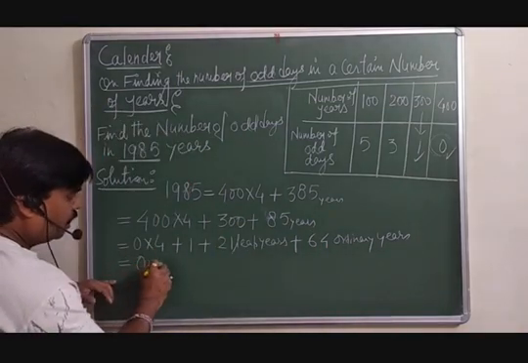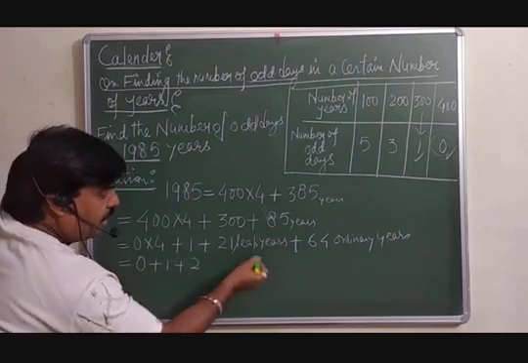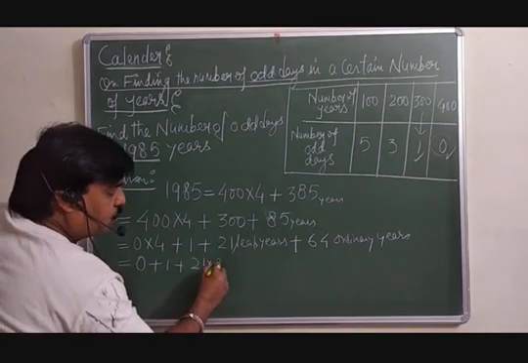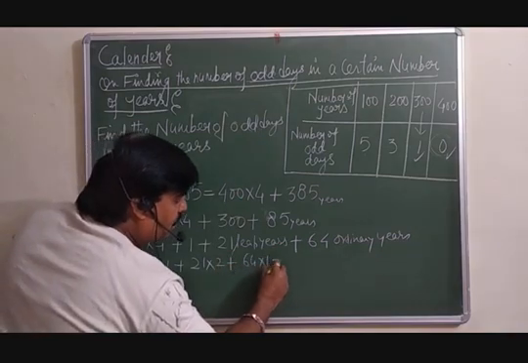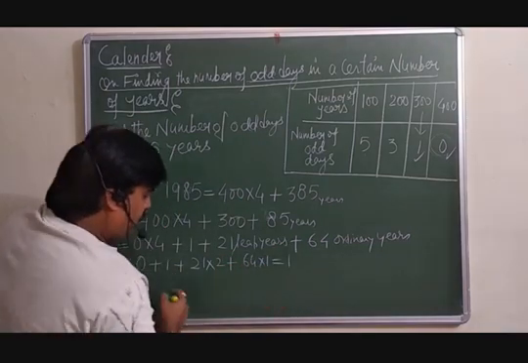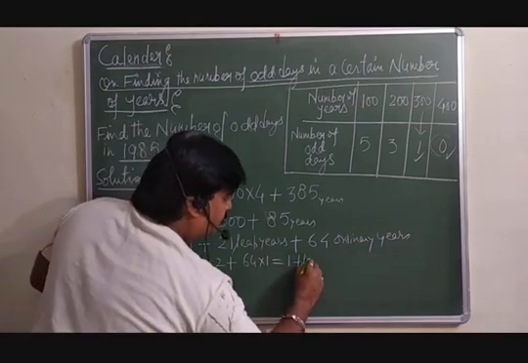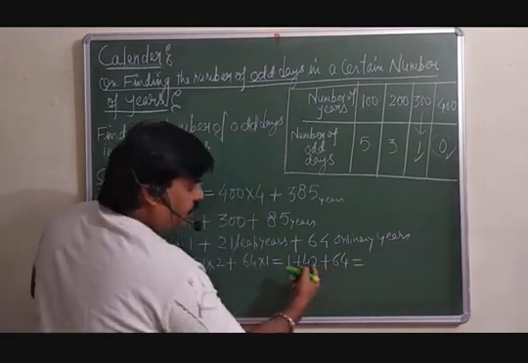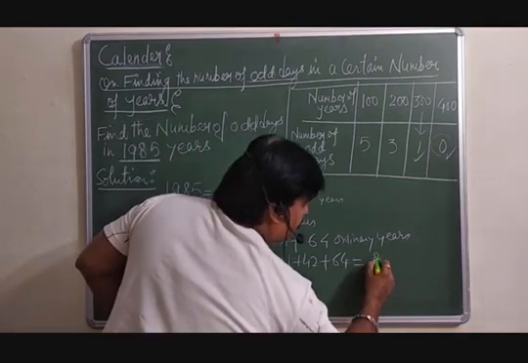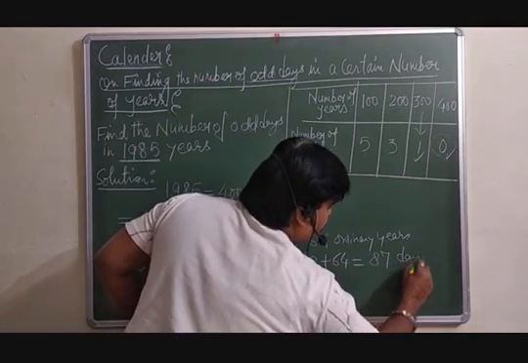So this is 0 plus 1 plus. In leap year, how many odd days are there? 2. That is already we discussed. Ordinary में कितना होते हैं? 1. तो now you are getting the days here. So this is 1 and this is 42 plus this is your 64. So that you will get what? 86, 87. 87 days you are getting here.